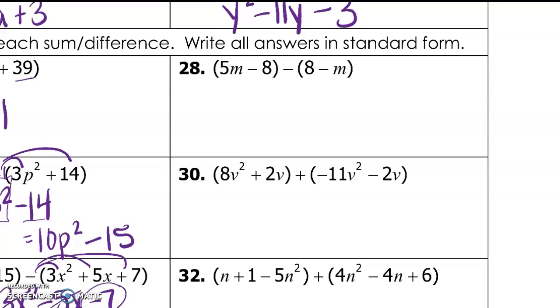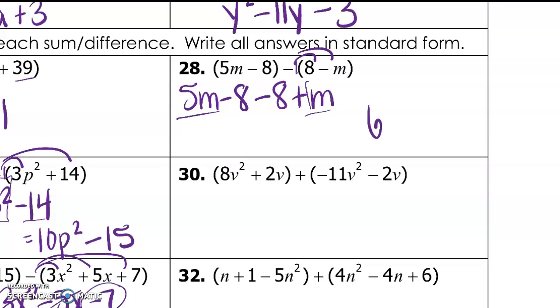For 28, it's subtraction. So 5m minus 8 plus m. So again, you're distributing through a negative 1. So 5 plus 1 would give me 6m. Negative 8 minus 8 gives me negative 16. Those do not cancel out. So 6m minus 16.